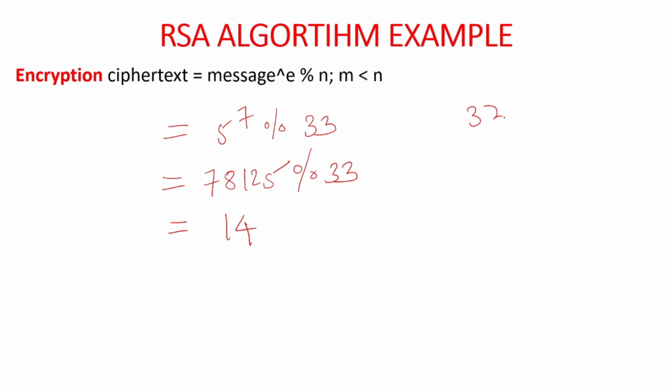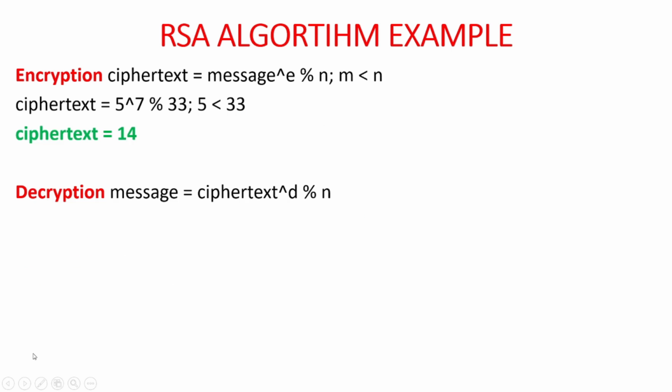You can solve this manually. 33 modulo 78,125. So when you do 78,125 modulo 33, you will get the answer as 14. So this is our ciphertext. So ciphertext value is 14. Actual message is 5, but the ciphertext we got is 14.